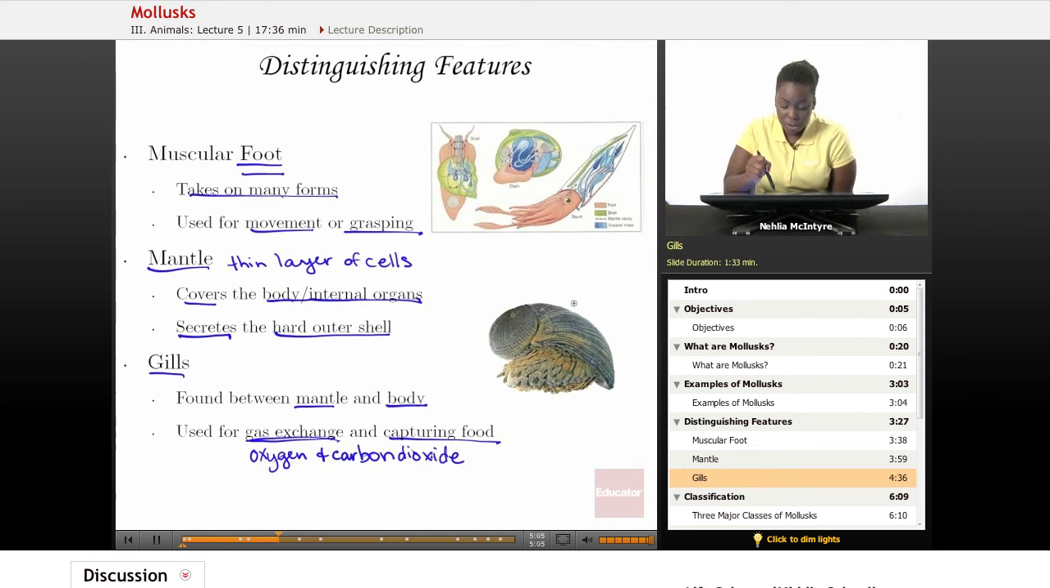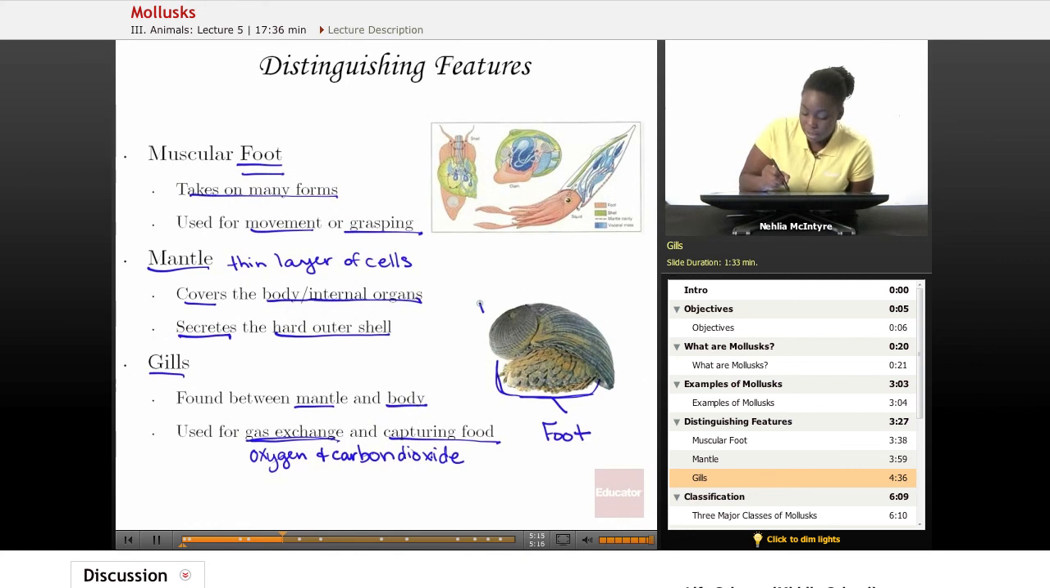Here is a picture of a mollusk, and this area here would be considered its foot. And this is what helps this mollusk to move. This would be the hard outer shell. And that's the protective covering. And inside of that shell would be the soft body that the shell protects.